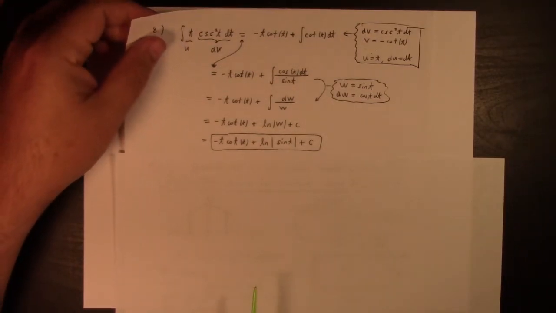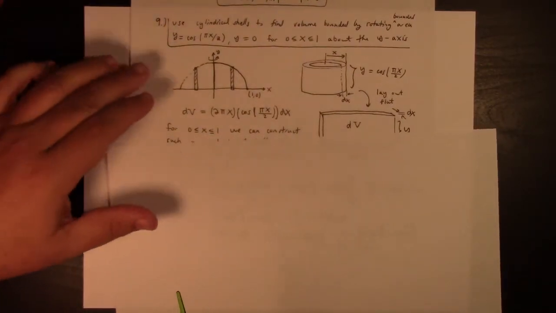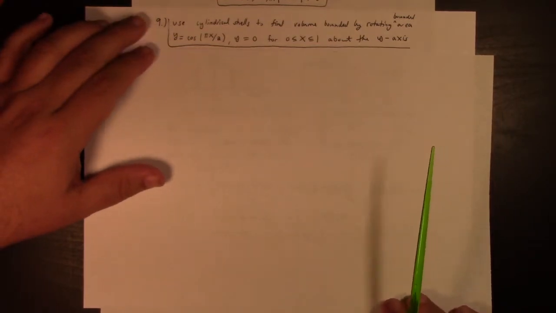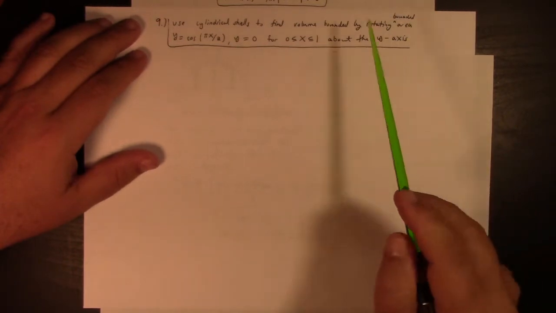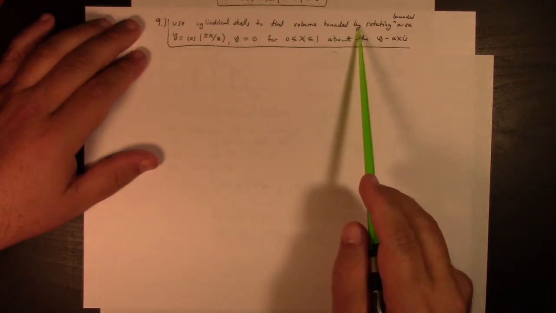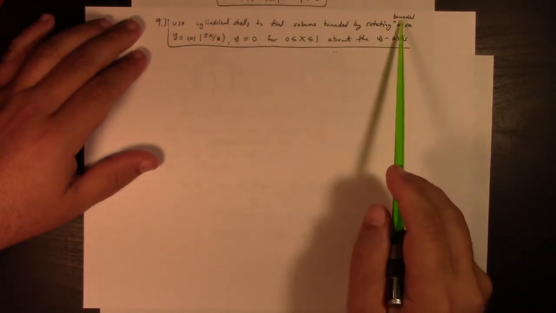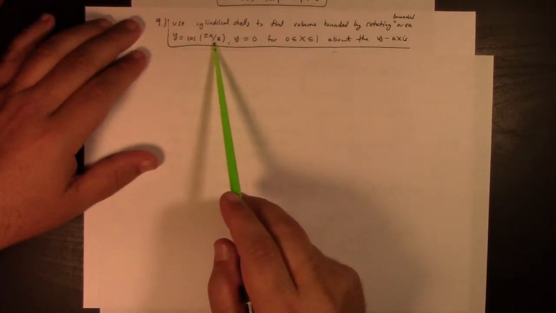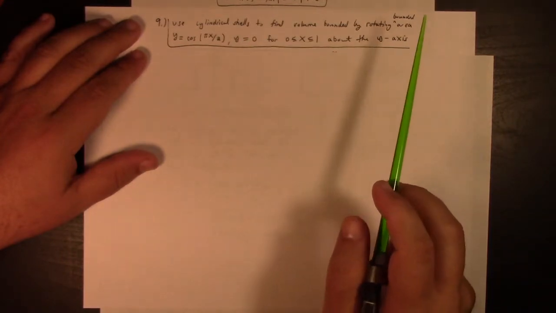All right. Let's see, I have yet another example. This one concerns cylindrical shells, which is something that you may or may not have seen in Calculus 1, so it's good for us to stop here and look at this one. We're supposed to use the method of cylindrical shells to find the volume bounded by rotating the area bounded by y equals cosine pi x over 2, y equals 0, for 0 less than x less than 1, about the y-axis.